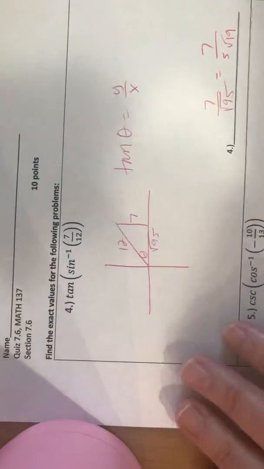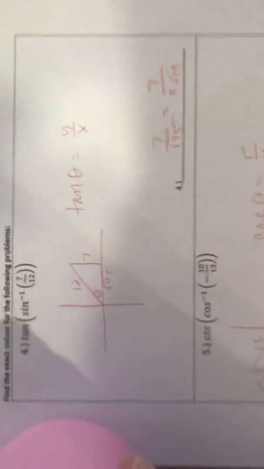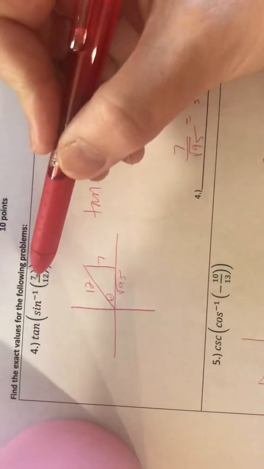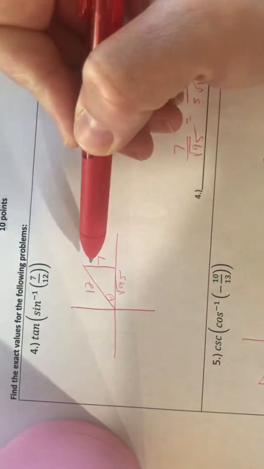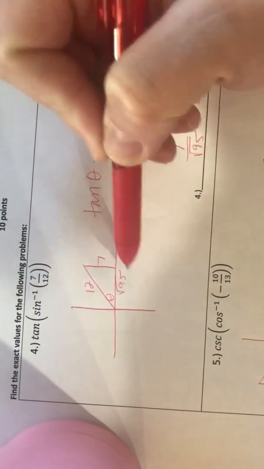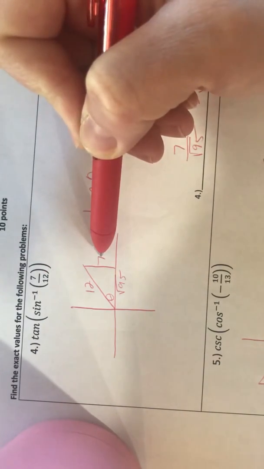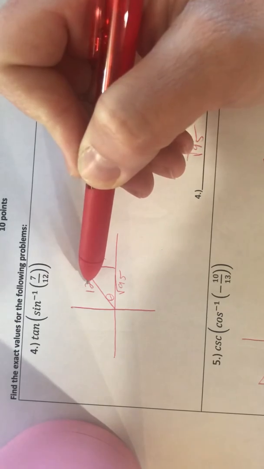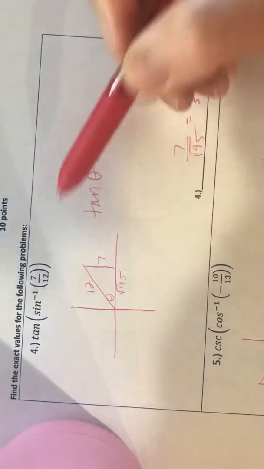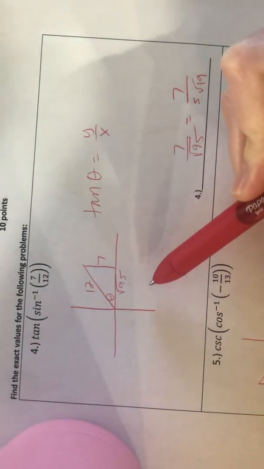Number 4, same idea. Inverse sine is negative pi halves to pi halves. So I drew my triangle, and sine is y over r. And I did Pythagorean theorem to get the square root of 95, which I just left like this because I didn't think there was anything in it.